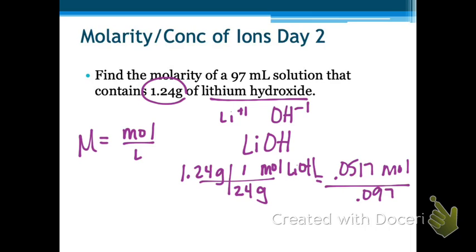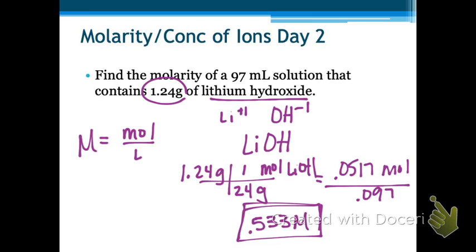And so we get a molarity equal to 0.533 molar. Okay. So this one didn't ask for any particular ion, so we can stop right there, right? It just asked for the concentration of the solution as a whole. So we're done. Right? We didn't have to do anything with the mole ratios or anything like that because it was just the molarity of the entire solution. Okay? Questions with that one? Okay.